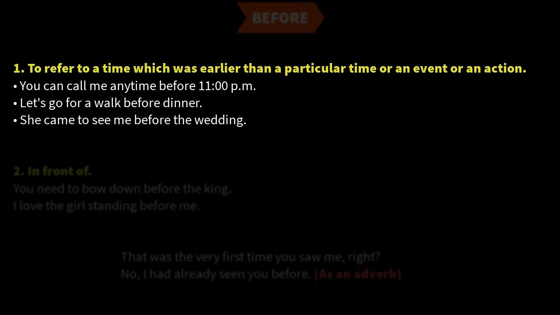For example, you can call me before 11 p.m. Talking about a particular time, indicating a particular time. Let's go for a walk before dinner.